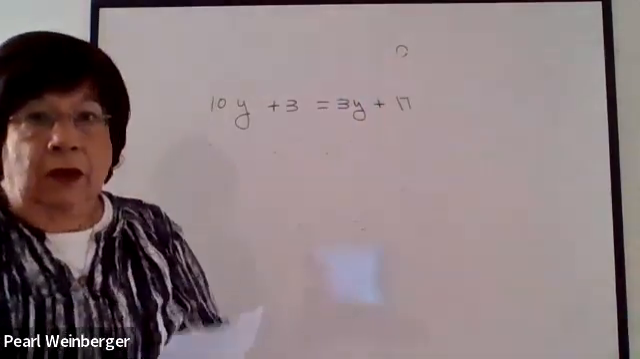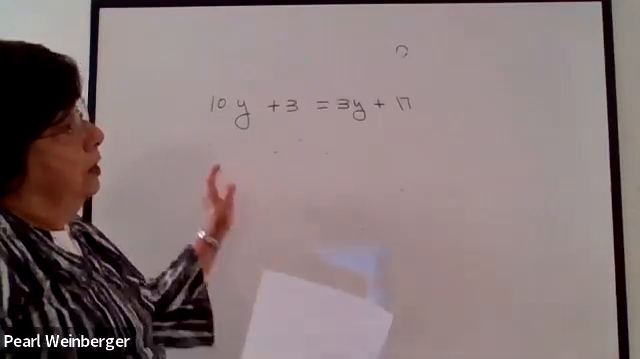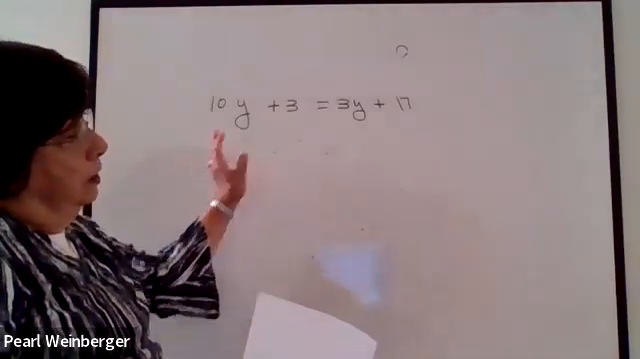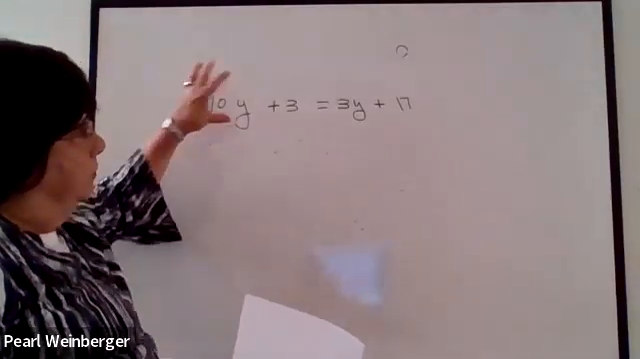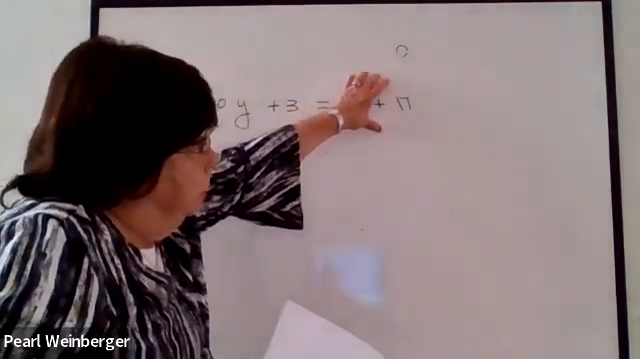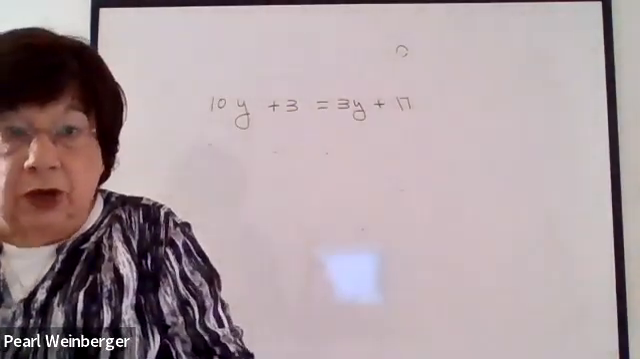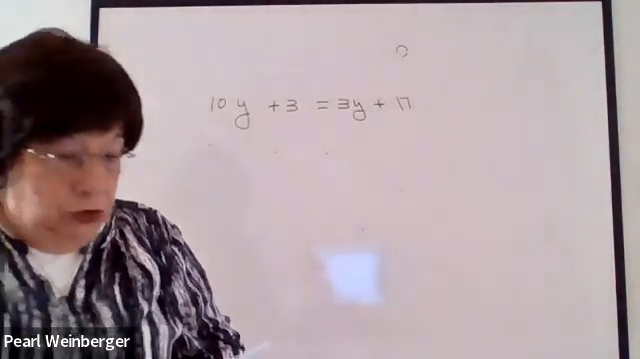Okay. So what's different about this, and again, we want to solve this, is we don't have our variable just on one side. We have variables on both sides. We have a variable and a number over here, a variable and a number over here. Okay, I'm going to give you, again, a few minutes to try this example and make sure you can do it.